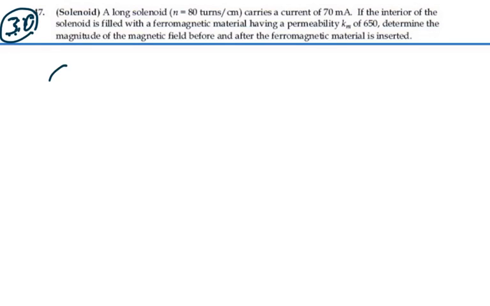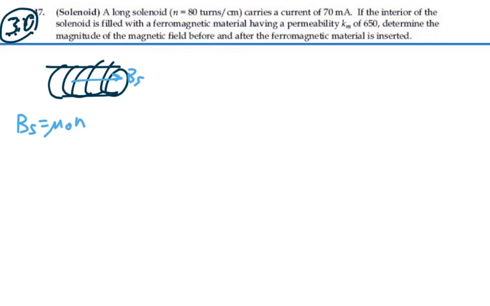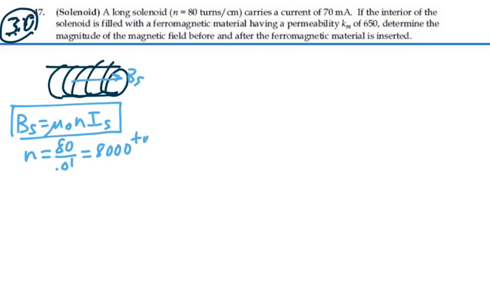If you have a regular solenoid like this, the magnetic field through the center of that solenoid, which we call Bs, is equal to mu naught times the number of turns per meter times the current going through that solenoid. In this particular case, we have to be careful. We're given the number of turns in terms of 80 turns per centimeter. That's going to be 0.01 meters, so that is actually 8,000 turns per meter.